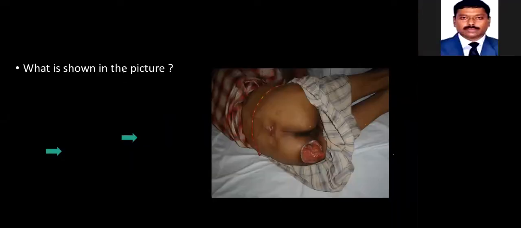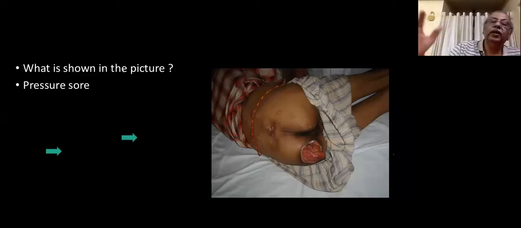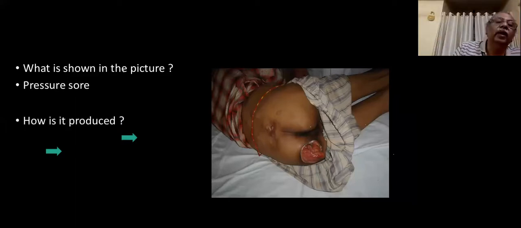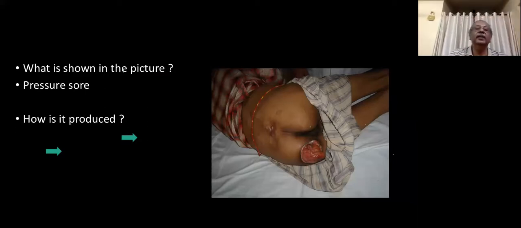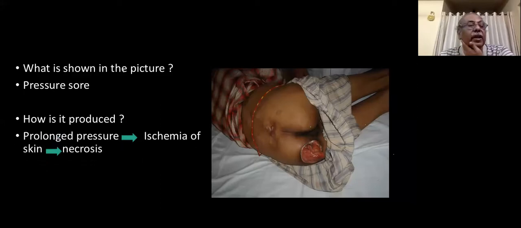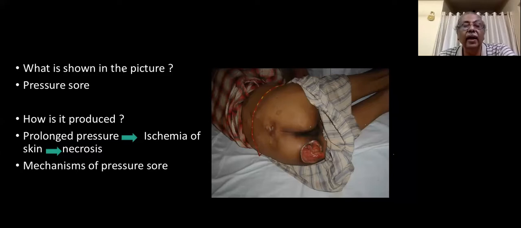No issue, sir. So what is shown in this picture is a pressure sore, because there may be one or two patients with pressure sores, especially paraplegics. Then you will be asked a few questions regarding pressure sores. A pressure sore is produced by prolonged pressure leading to ischemia of skin and necrosis. And what are the mechanisms? The mechanisms are compression, shear, and friction. These are the three mechanisms.